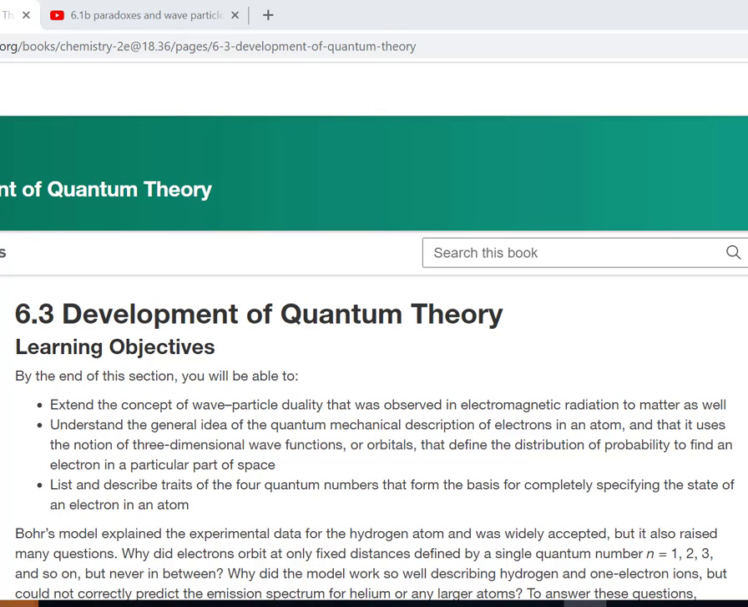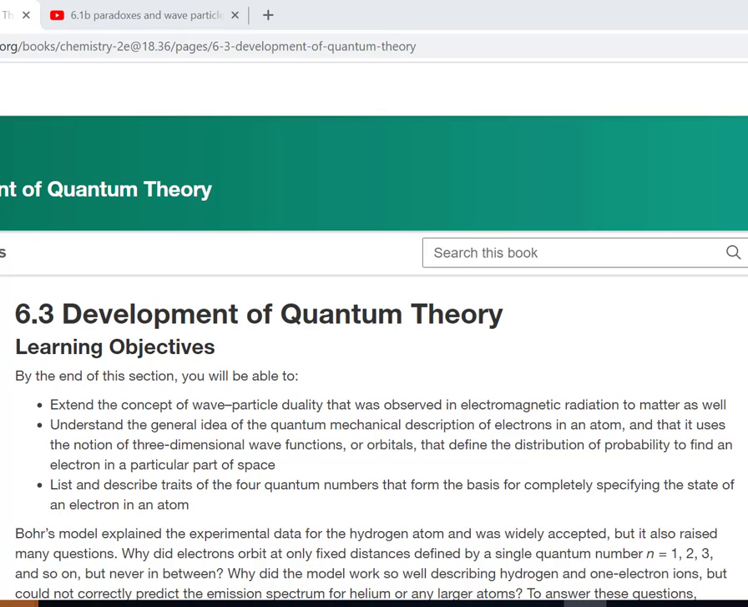Hello, everyone. We're going to discuss section 6.3, the development of quantum theory. Before I get into the learning objectives, I just want to say we're going to do a bit of a quick drive-by of this material. It is very complicated, very difficult to get your mind around how this stuff works, and we can kind of skip through most of it and get to the conclusions.